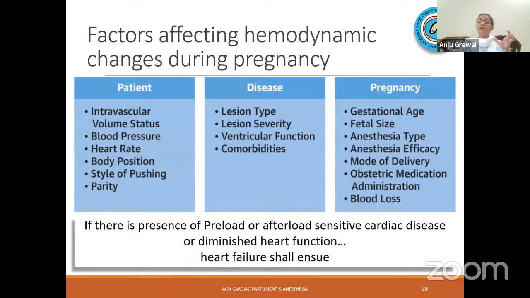So basically, we understand that there is a pathophysiology. So we look at whether we have a preload sensitive or an afterload sensitive cardiac disease, or a cardiac disease which also has a diminished cardiac heart function. And what are the other factors that can indeed affect the mother's heart, which already has cardiovascular physiological changes coming in. Now the interplay of these two things is going to decide what would be the type of anesthesia and how you're going to tailor your anesthesia to this patient, and how you're going to manage this patient in the peripartum period, I would rather say more broadly.